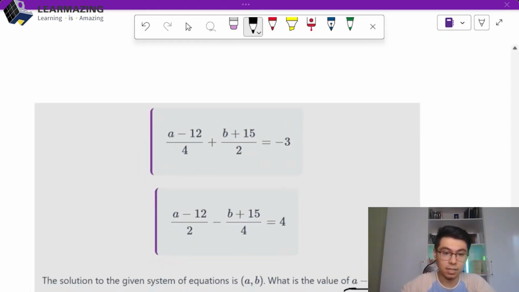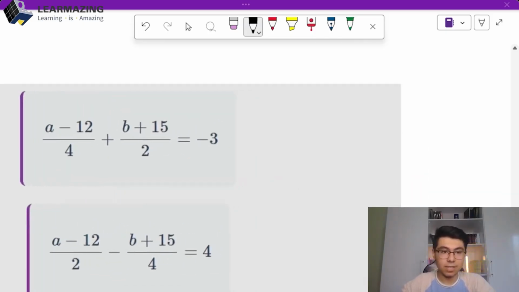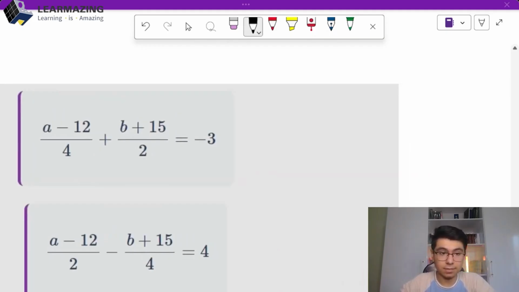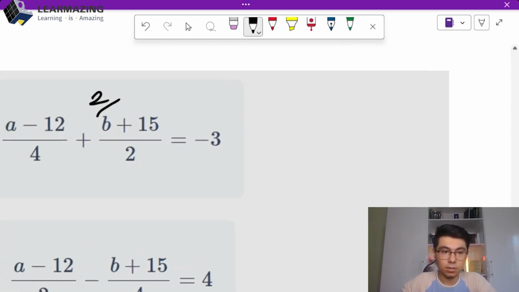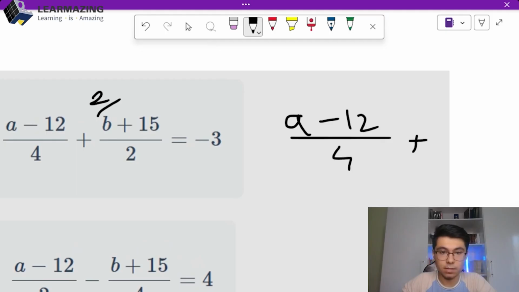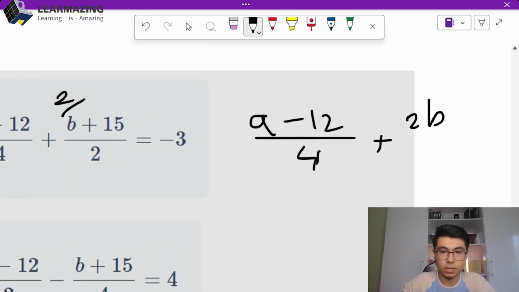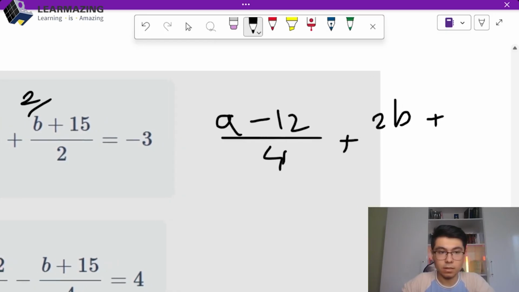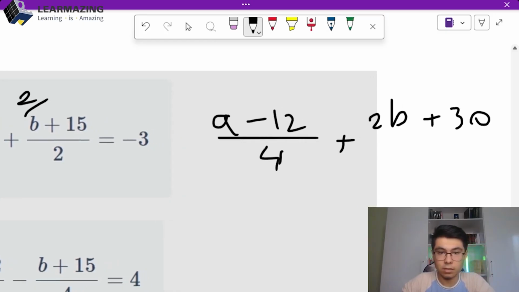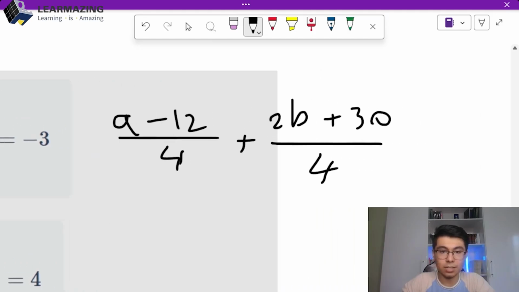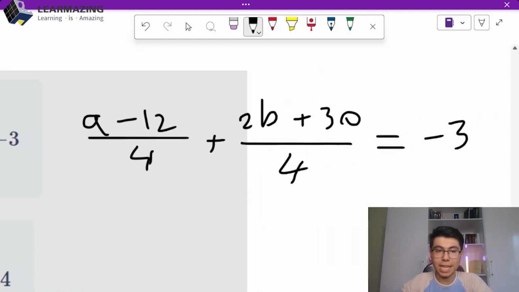So here we've got the equations and you need to find the value of A minus B. So let's solve it. The first thing is we need to find the common denominator. The common denominator here is 4. So what you can do is multiply this one by 2. So let's solve that. A minus 12 over 4 plus 2B plus 30 divided by 4 is going to equal minus 3.